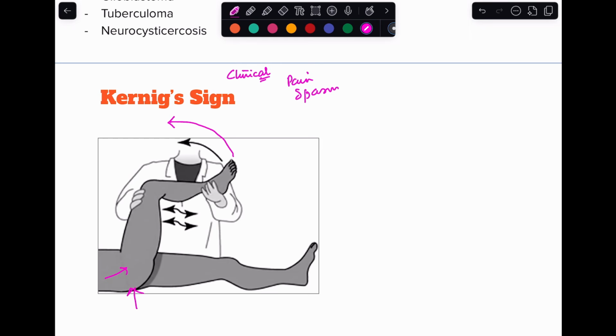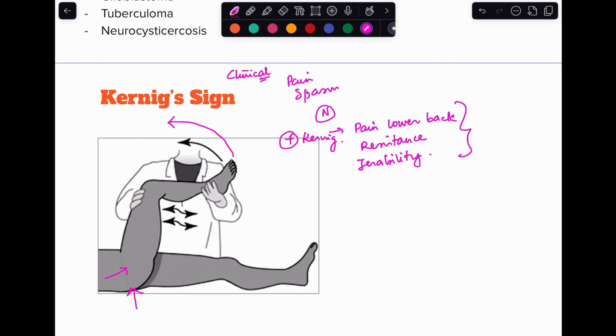So normally in a normal patient, when you extend the knee like this, you will be able to extend it completely. But in case of positive Kernig sign, the patient will tell you they have pain in the lower back, or they can have resistance towards extension of the knee, or they will have complete inability to extend the knee. Any of this happens, that becomes a positive Kernig sign. In a normal patient, you should be able to completely extend the knee. So this is a clinical sign of meningeal irritation.